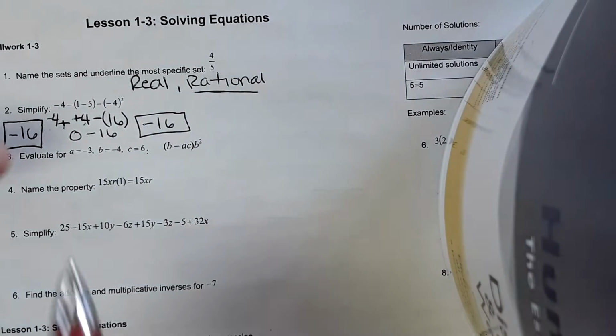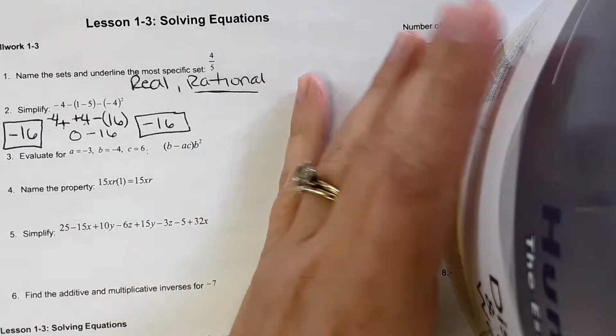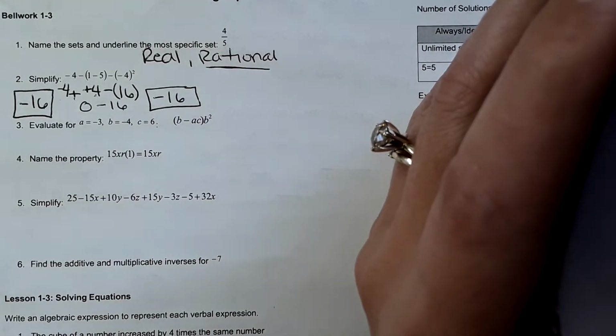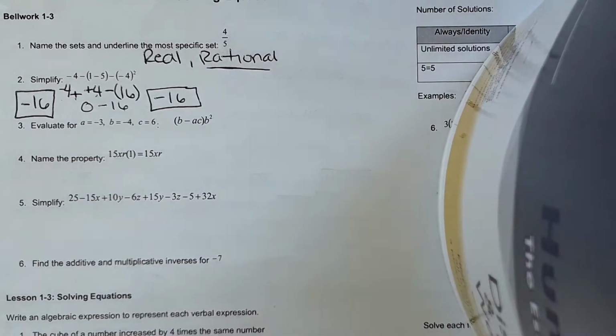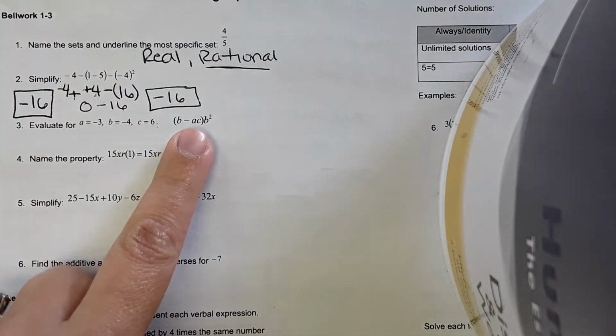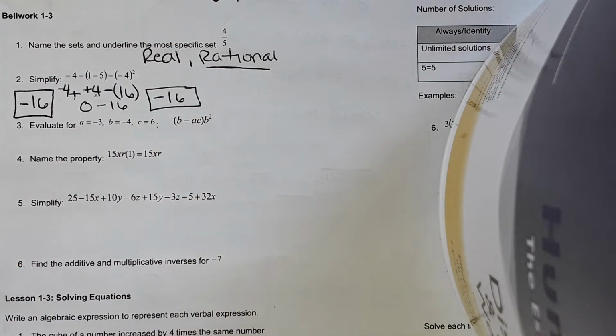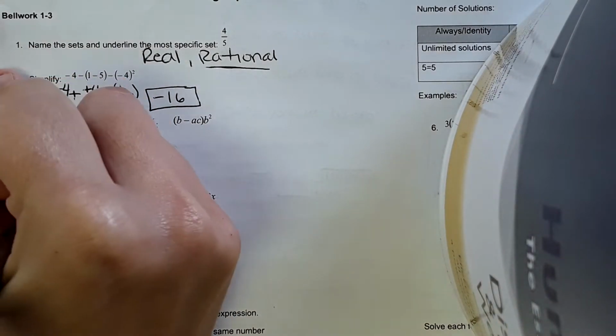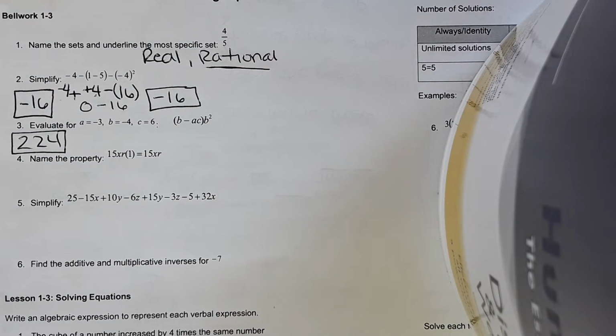The next one, it wants you to evaluate this. This is probably the longest of all the problems here. And it's all crooked. Let's see if I can straighten it. It's a little better. Okay, so we're evaluating this based on these values. If you did all the work, you should have gotten 224. If you got 224, congratulations. You did every little thing right. If you didn't get 224, it was probably a small little error somewhere. So let's go ahead and plug it in.